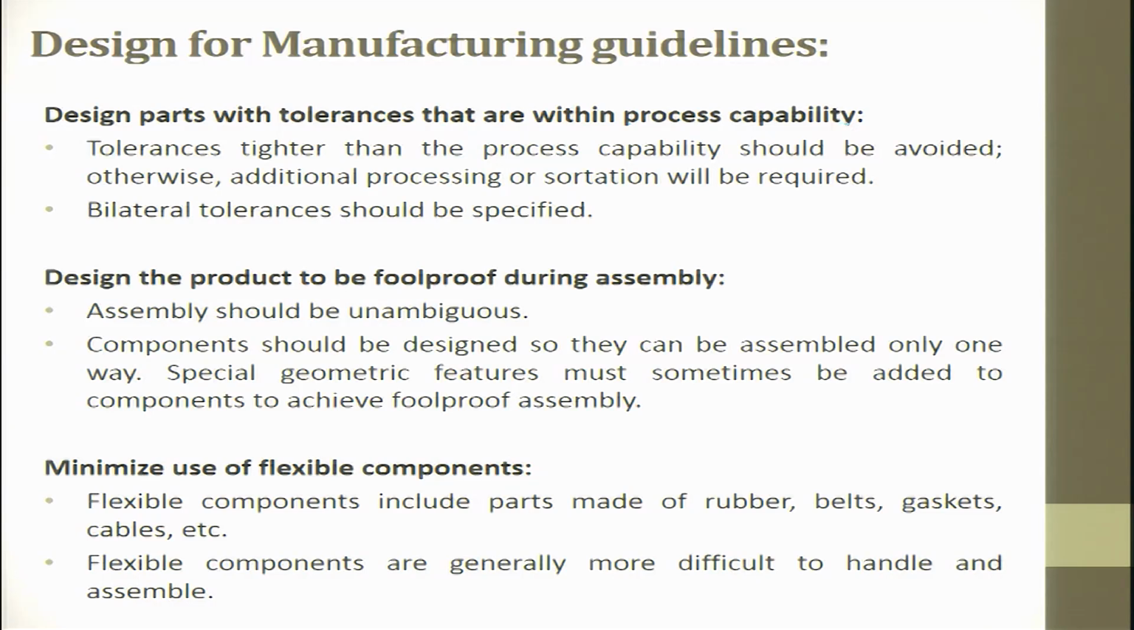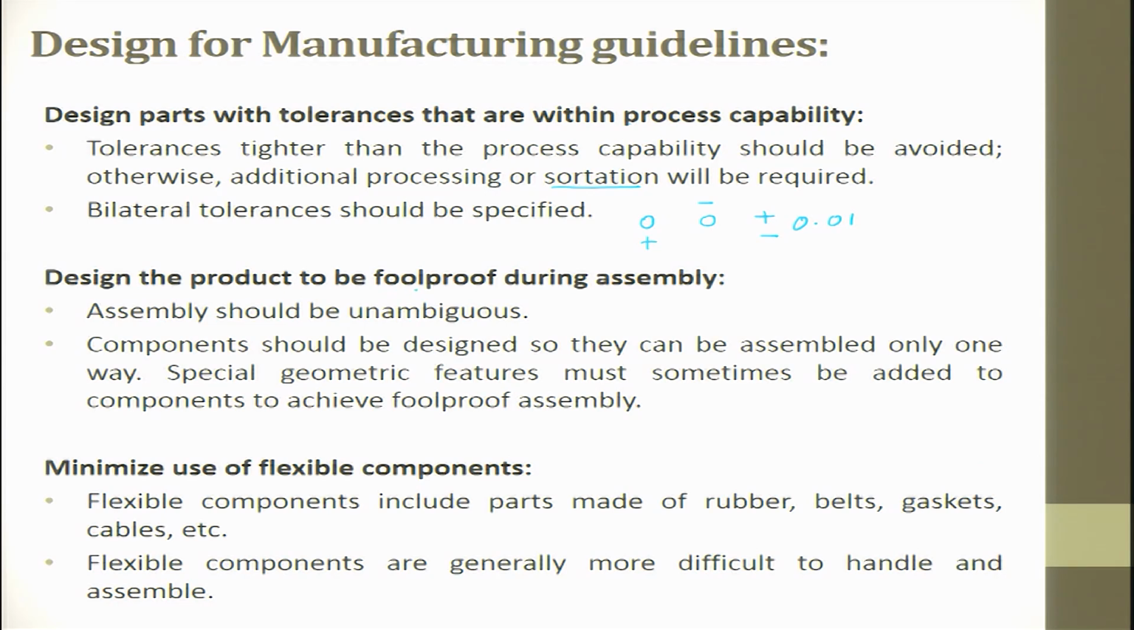So, design parts with tolerance that are within the process capability. Tolerance tighter than the process capability should be avoided. Additional processing or sortation will be required. Bilateral tolerance should be preferred. So, there is something called unilateral tolerance, and there is something called bilateral tolerance. Plus and minus, you try to give a value, that is called bilateral. If it is bilateral, it is easy for the process capability.